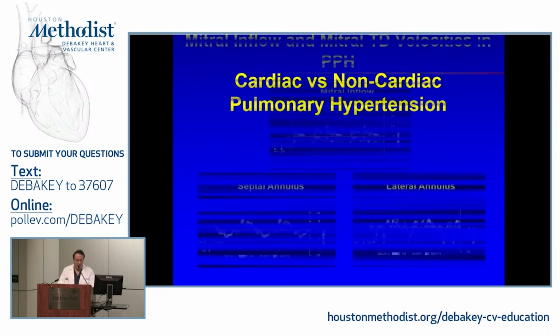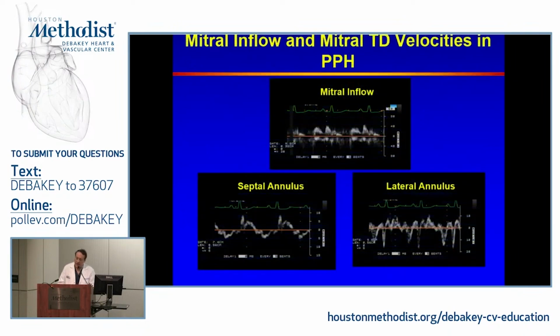We talked that one of the goals is to say whether this pulmonary hypertension is of a cardiac etiology or not. So that's an example from a patient with primary pulmonary hypertension, group 1. You look at the mitral inflow, it's really low velocities and E less than A. You look at the septal annulus velocities, they are reduced, but the E prime on the lateral side is preserved. That tells us that the LAP here is normal or even reduced.